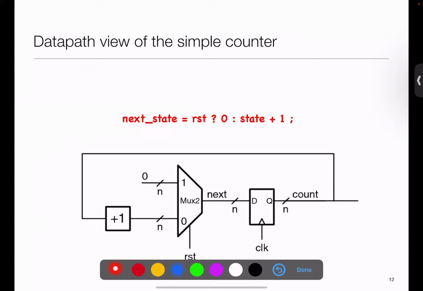We can implement this counter like this, right? I can have a 2-to-1 mux. Next state has 2 choices, either 0 or current state plus 1. So kind of just an adder or a special case of an adder. And out here, reset controls the mux. The D flip-flop or the register is controlled by clock. And there I have my circuit, right?